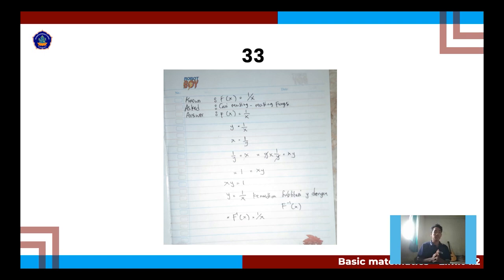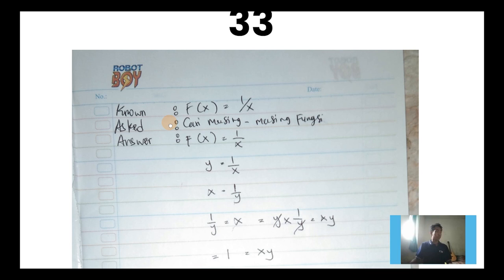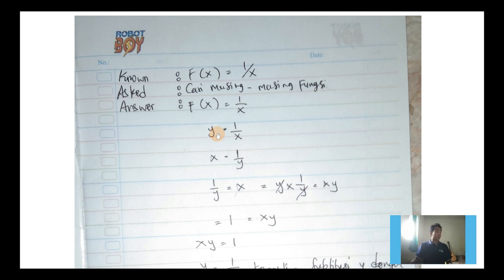Baiklah, di sini saya akan membawakan soal yang ada di dalam modul. Soalnya saya pilih nomor 33, dengan contoh soal seperti ini. f dikasih menggunakan 1 per x dengan pertanyaannya adalah cari masing-masing fungsi yang ada dalam soal tersebut. f dikasih menggunakan 1 per x sama dengan y sama dengan 1 per x.